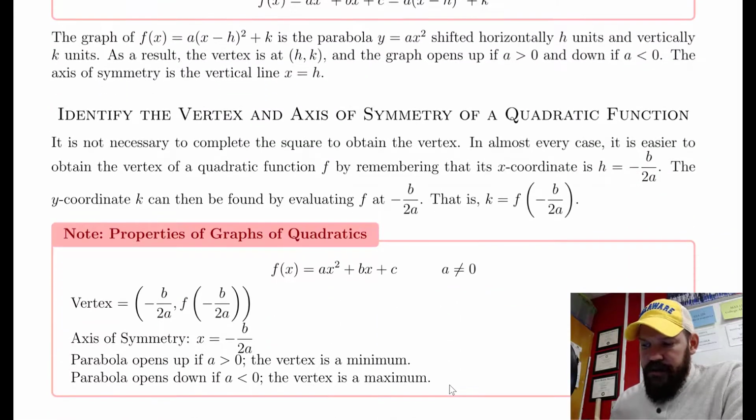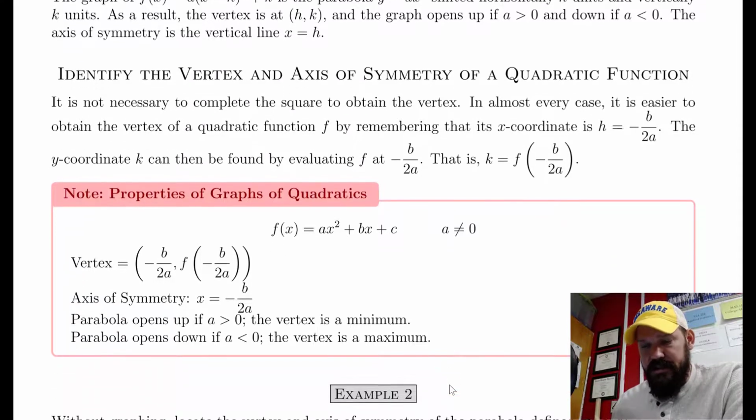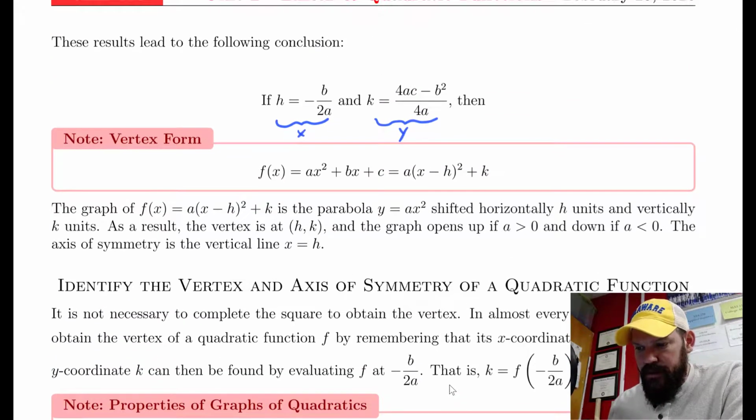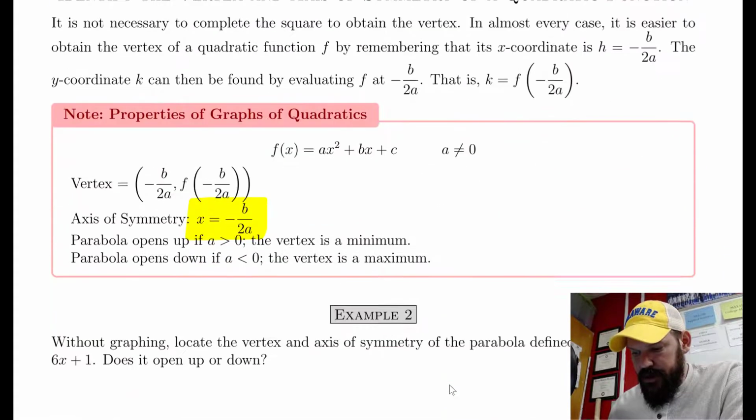So the other thing that we want to identify is what we call the axis of symmetry of a quadratic. The axis of symmetry is simply the x-coordinate. It's an equation, and it's simply x equals the x-coordinate of that vertex. You can see that right here, x equals negative b over 2a. We look back up here, our x-coordinate of the vertex is negative b over 2a.